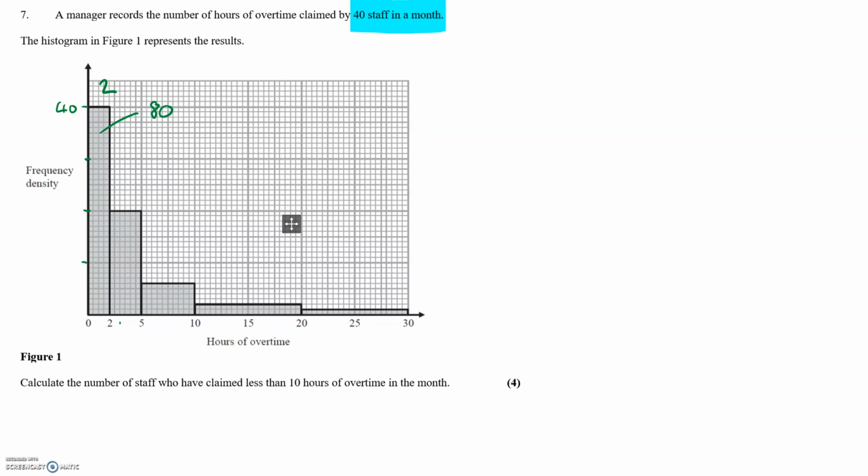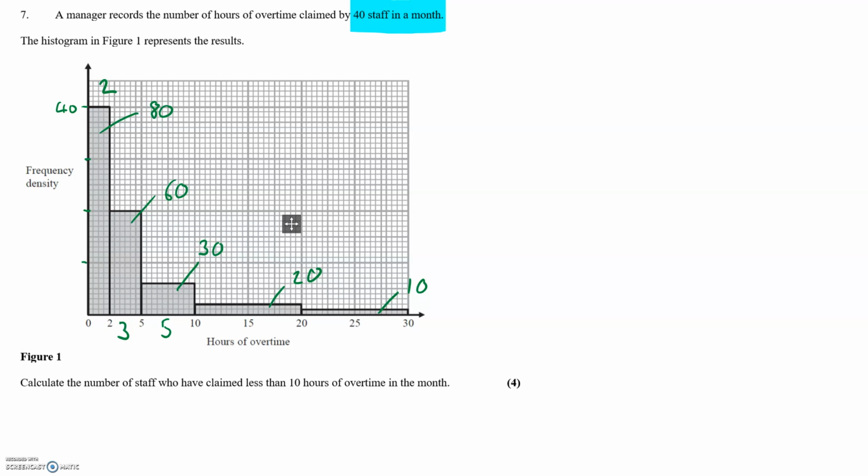The second bar is 3 wide and 20 high, so it has an area of 60. The third one is 5 wide, and if we count the small squares, 1, 2, 3, 4, 5, 6, 6 high, which gives it an area of 30. The next one is 10 wide and 2 high, so it has an area of 20. And the last one is 10 wide and 1 high, which gives it an area of 10.